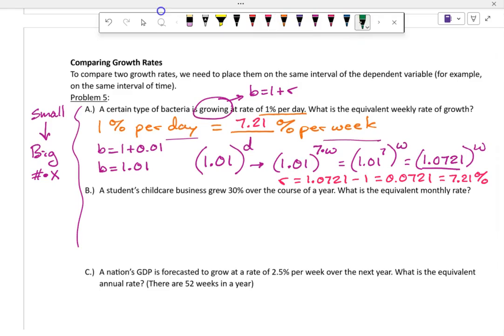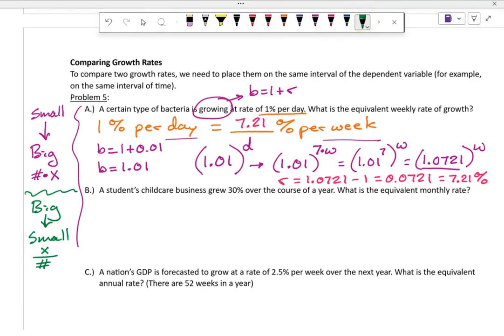Now, before we end, and we're almost there, that was small to big. What do you think I would do if I'm going big to small? It would be a division. So I would have to take my x and divide it by. So if I was going from weeks to days, that would be x divided by 7 instead of 7 times x.